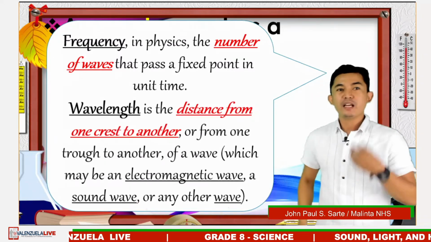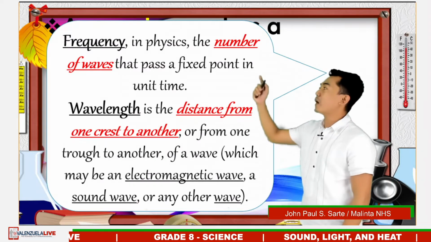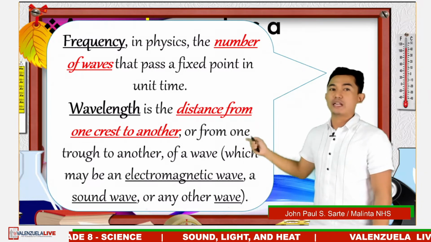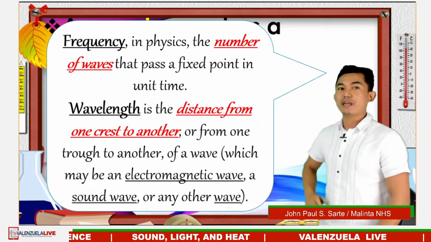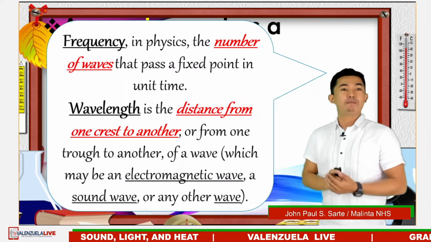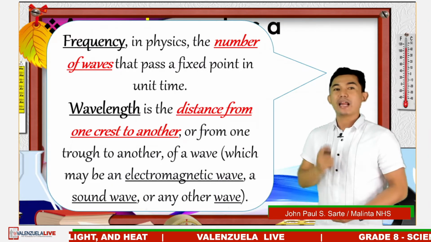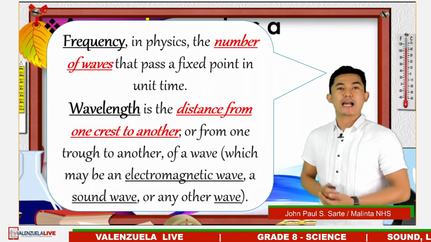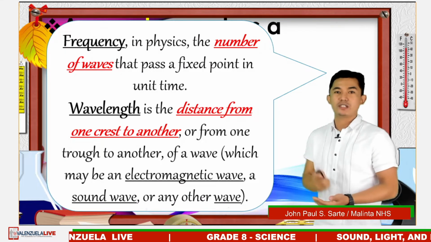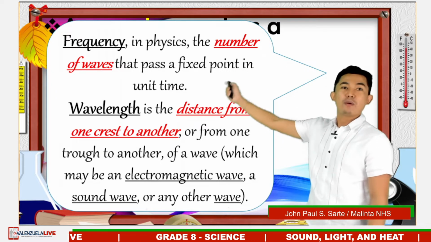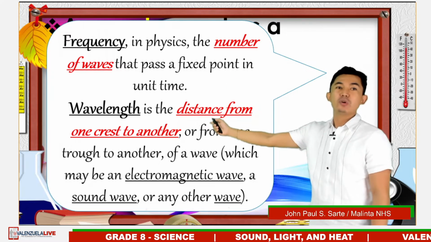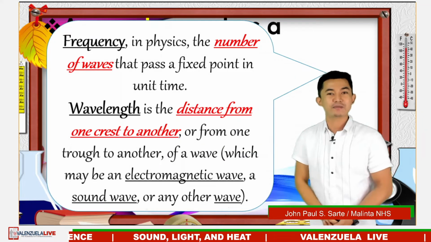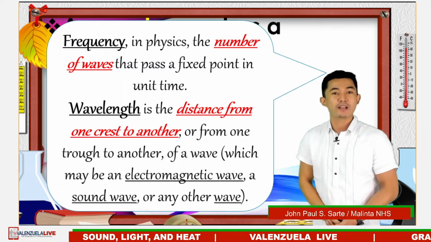Wavelength is the distance from one crest to another or from one trough to another of a wave, which may be an electromagnetic wave, a sound wave, or any other wave. So in order for us to understand, I highlighted also the words distance from one crest to another crest. Did you get now, class, the difference between frequency and wavelength?